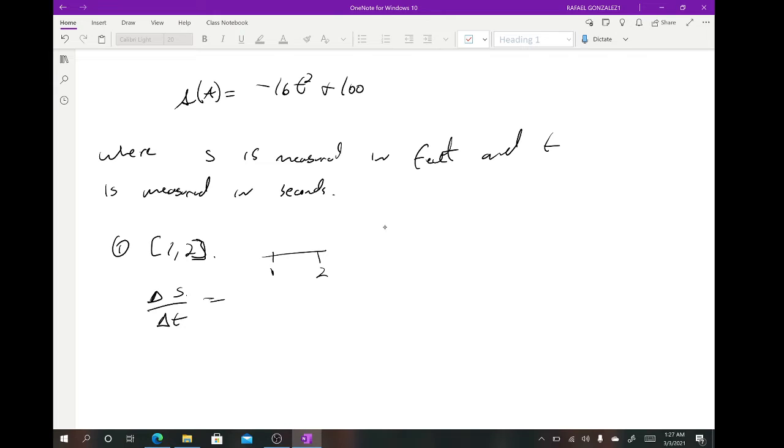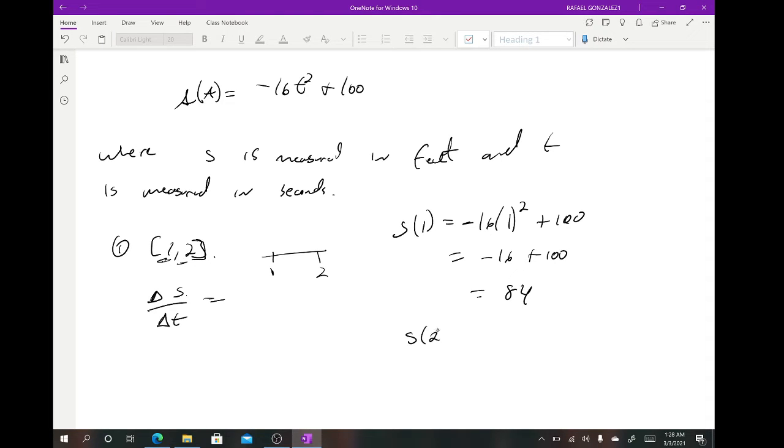Well, that I get by evaluating the function at the endpoints at 1 and at 2. So s of 1, the object is falling from this height at s of 1, and that height is going to be given by negative 16 times 1 squared plus 100. So that's going to be equal to negative 16 plus 100. Last time I checked, 100 minus 16 I believe is 84.